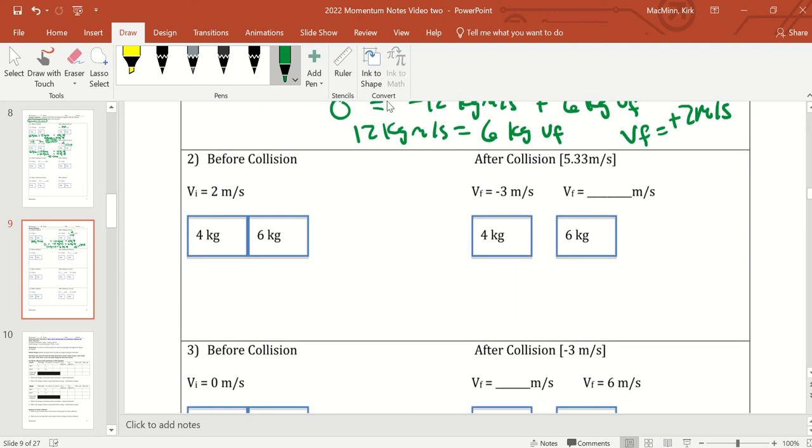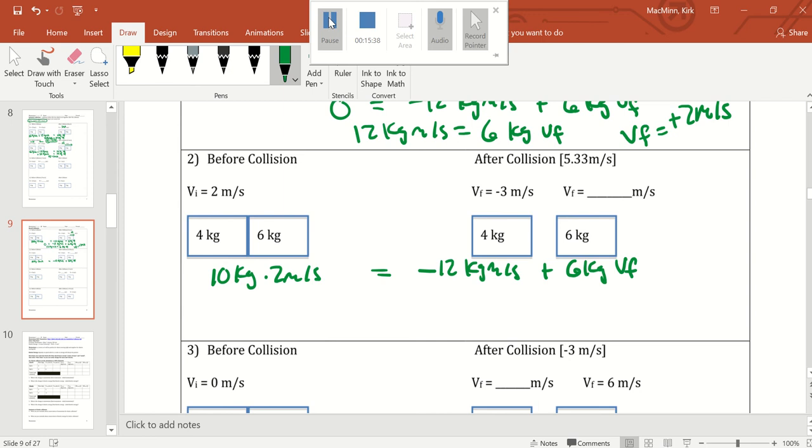Number 2, initially we have a 10 kilogram mass because we have the 4 and the 6, which are together, traveling at 2 meters per second. And that's it for total momentum because they're stuck together. And then afterwards, the 4 kilogram mass is moving at negative 3 meters per second, or 3 meters per second left. So I'm going to get negative 12 kilogram meters per second plus 6 kilograms times an unknown final velocity for the 6 kilogram mass.